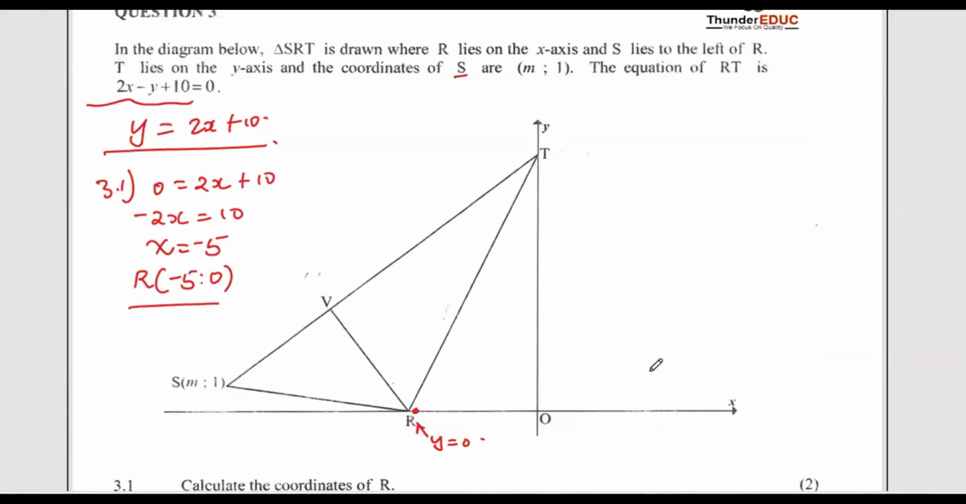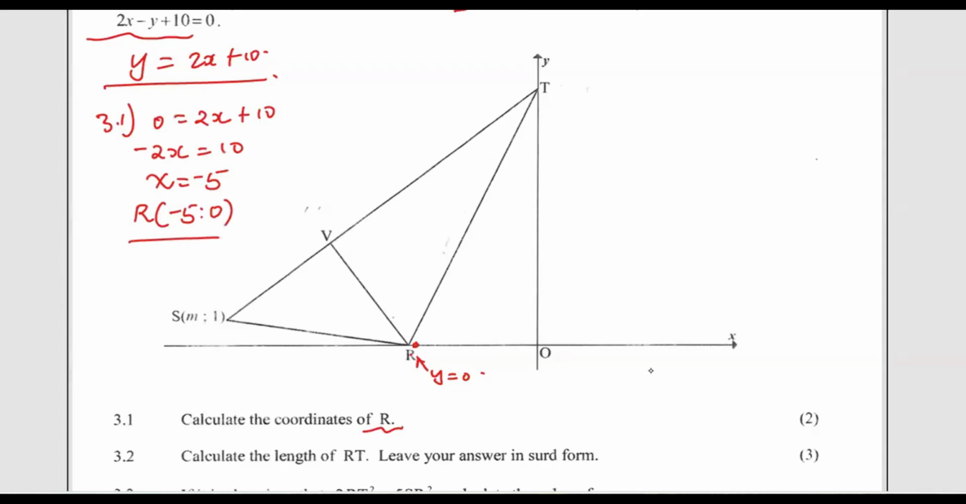And then 3.2, they want me to get the length of RT. I leave my answer in surd form. Now, given that the equation of RT is y = 2x + 10, we know that this 10 is the y-intercept, simply telling us that the coordinates there are (0; 10). Okay, they want us to find the length of RT. Since we've proved that this is a -5, and we know that this is a 90 degree angle, we can use the Pythagoras, or you can use your distance formula. There is no problem with that, okay?